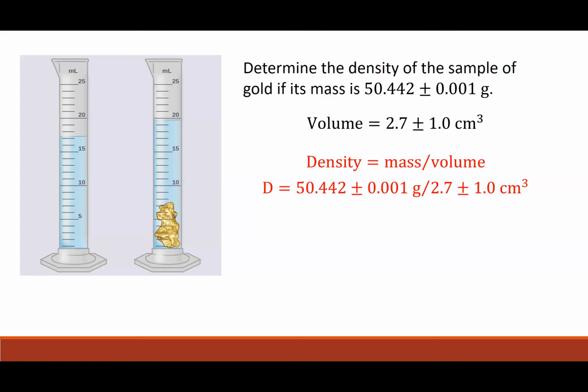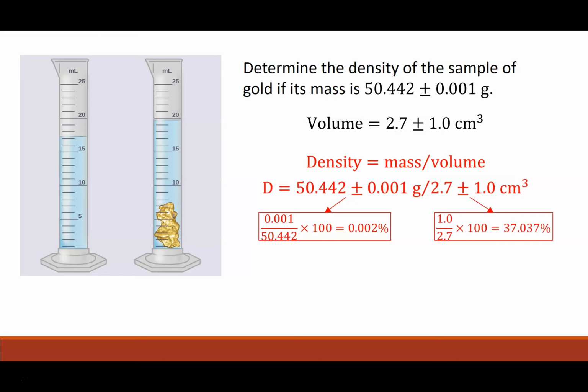We'll convert the absolute uncertainties to percentage uncertainties. For the mass measurement, 0.001, the uncertainty, is divided by 50.442, the measured value. Then multiply by 100 and we get 0.002%. For the volume measurement, 1.0, the uncertainty, is divided by 2.7, the measured value. Then multiply by 100 and we get 37.037%.